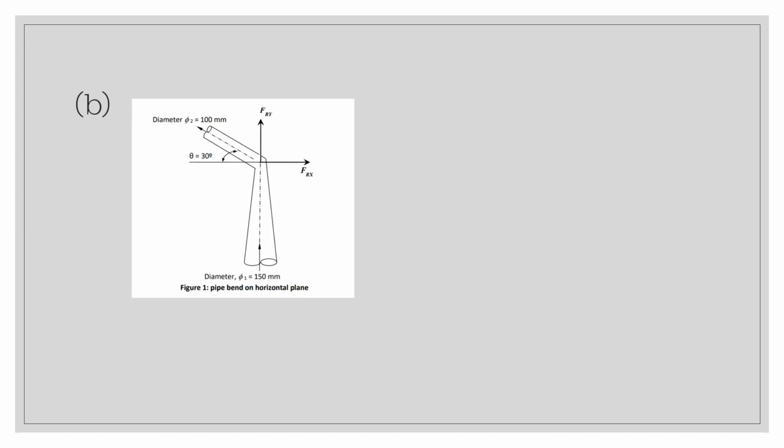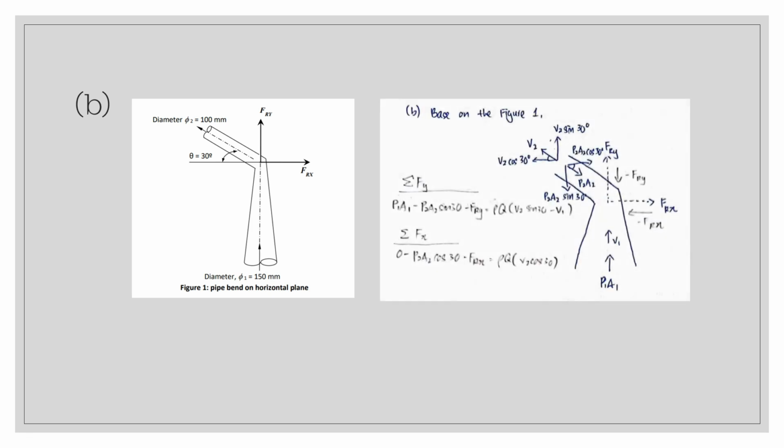After that is question B. Based on question B, we need to find the resultant force acting on the bent pipe. So first, we should figure out the force direction, and based on the force direction that we figure out, we can form two equations, which are the sum of the forces in the y direction and the sum of the forces in the x direction.